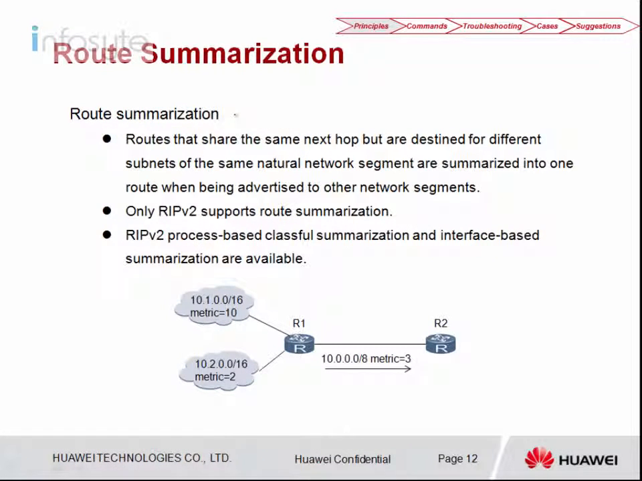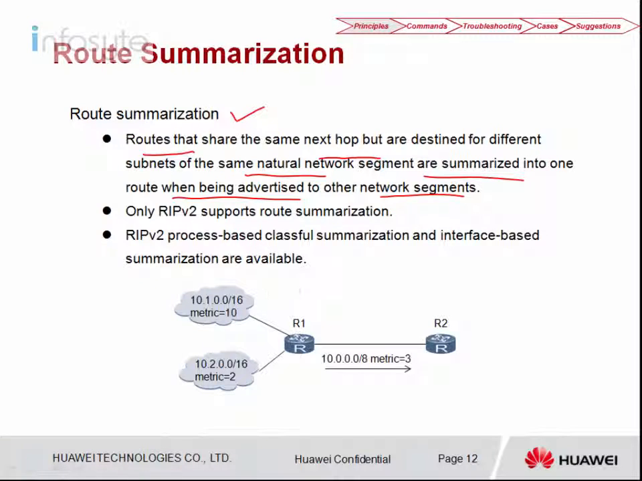Now, one of the powerful features of RIP version 2 is that it supports summarization. And as we know, summarization is very important. Routes that share the same next hop and are destined to different subnets on the same natural network segment are summarized into one route that's being advertised to other segments.